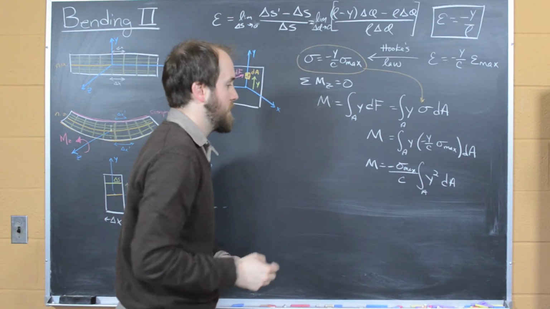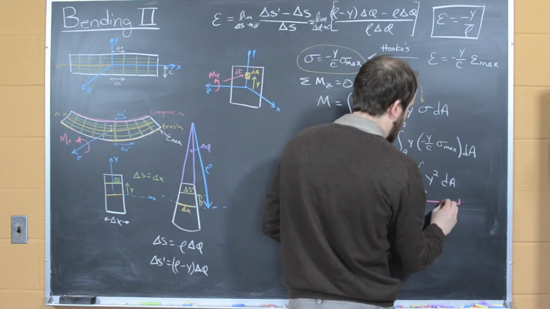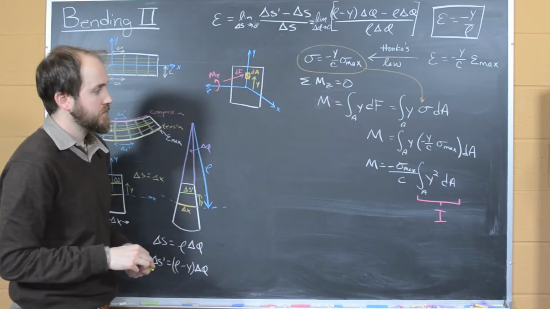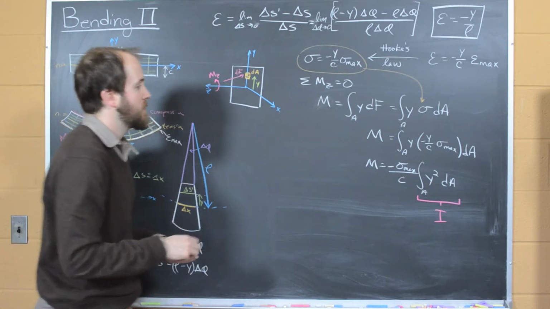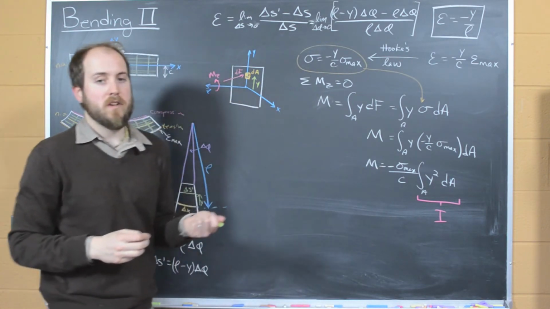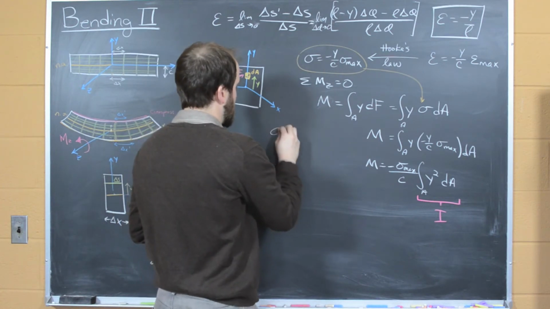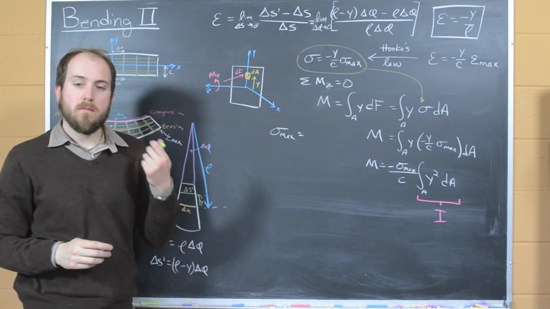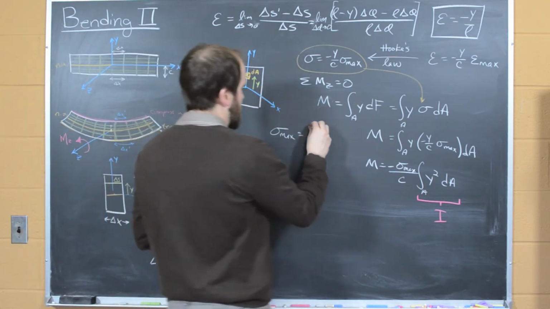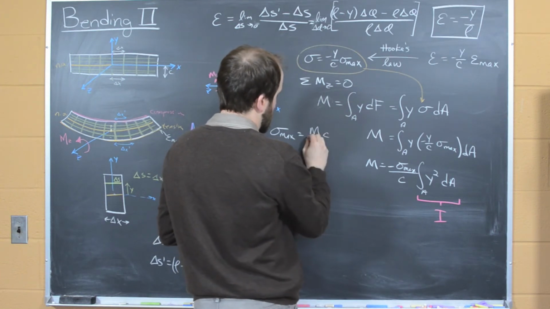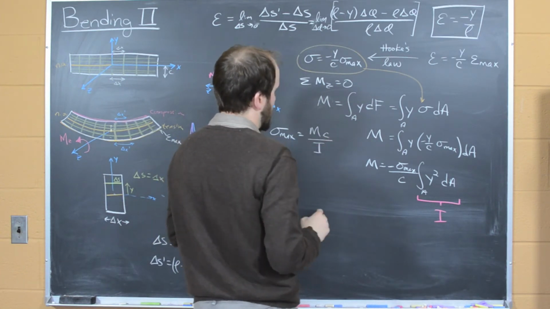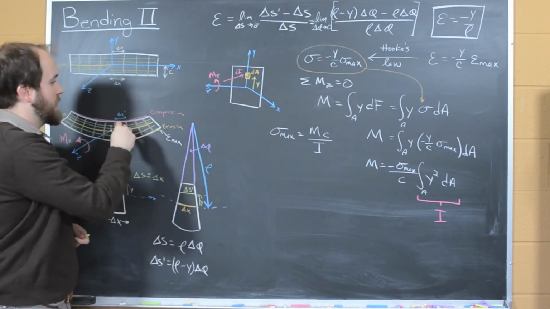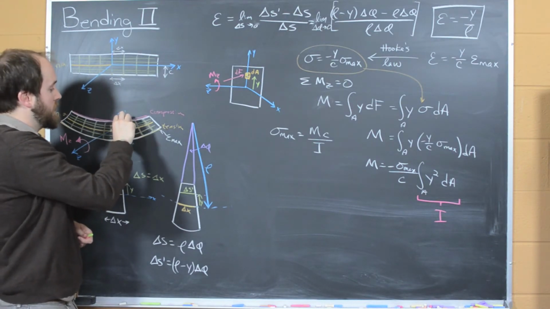And this should look familiar from our last lesson. This term here is going to be our second moment of area. And so now we can simply write that our maximum stress from this equation here, sigma max, is just going to equal our applied moment times c over I. The minus sign goes away because c is going to end up being an absolute value depending on where we go for the top and bottom.